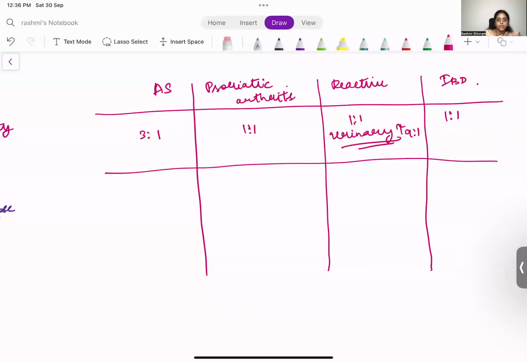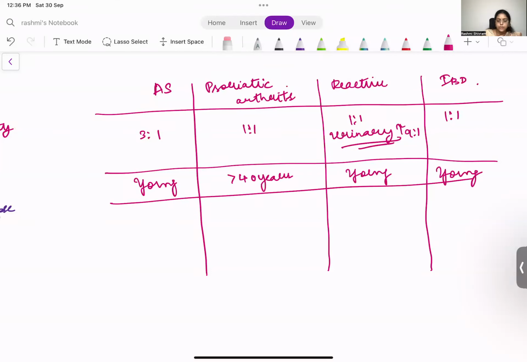Then the age group. We saw that except for one thing, all others are more commonly found in the younger age group. So which is that one thing? Psoriatic arthritis is found in patients more than 40 years, whereas all the other things are seen in young people, less than 20 or 30 years. Okay, less than 30 years. So this is very, very important. Only psoriatic arthritis is found in the older age group.